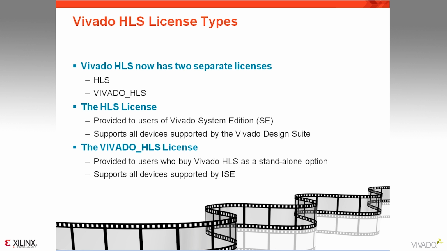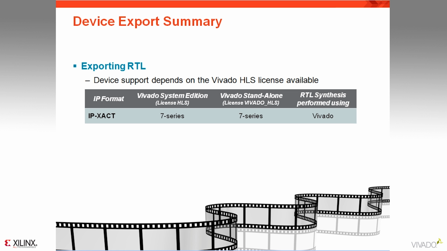With the licensing fully explained, we can review the export RTL device summary. This table shows which devices can be exported with each of the Vivado HLS licenses. IP exact format can be used to export any 7 series device to the Vivado design suite. This works with all types of license, and RTL synthesis will be performed by the Vivado design suite. Similarly, system generator format can be used to export 7 series devices. Again, this is independent of the type of license, and RTL synthesis will be performed by the Vivado design suite.